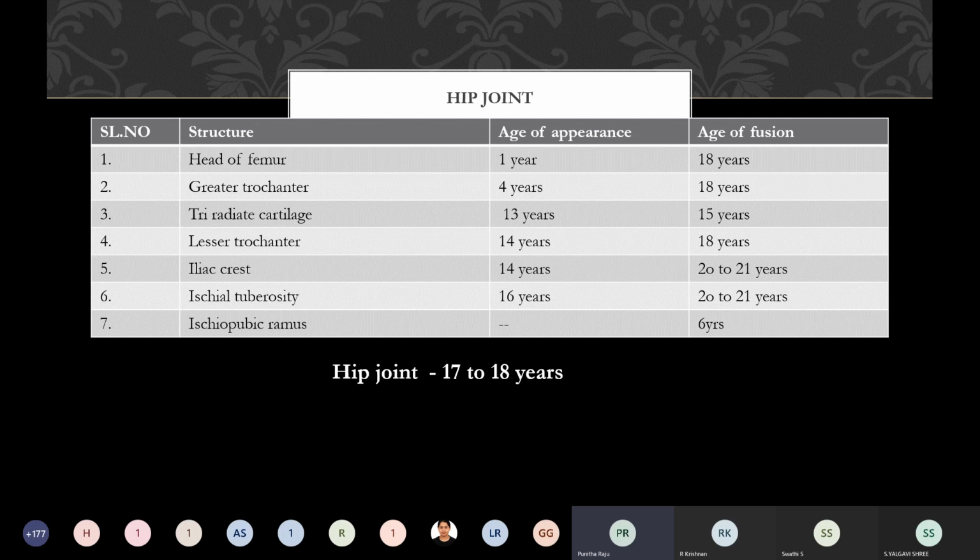Okay. So how we remember is when you fold the leg. When you just flex the leg, the ankle joint as well as the hip joint come together. So these both are 17 to 18. Okay. And the knee joint is 18 to 19. Okay. So this is a very easy method to remember the age of fusion of the hip joint. Okay. So the next we will go for the next slide.